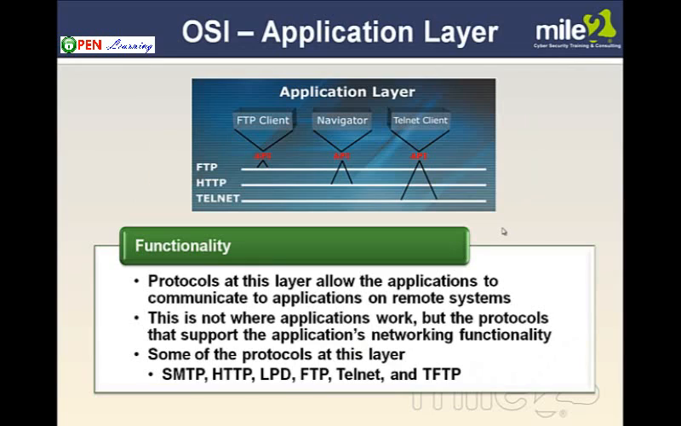The top layer is the application layer of the OSI model. It's a 7-layer model. This layer is the closest to the user. The protocols of this layer allow applications to communicate with applications on remote systems. You can also think of it as interacting with applications that we run on the PCs. Don't think of them as the actual applications like Microsoft Word or Excel, but think of them as interacting with those applications. Some protocols at this layer: SMTP, HTTP, LPD, think Linux, Telnet, and TFTP.